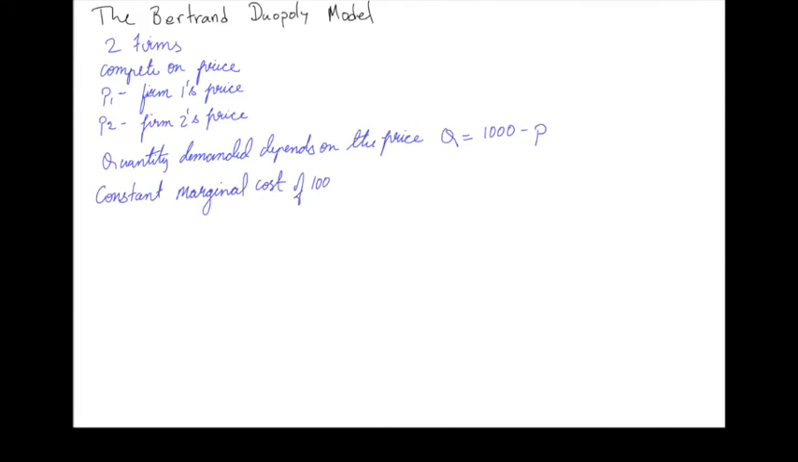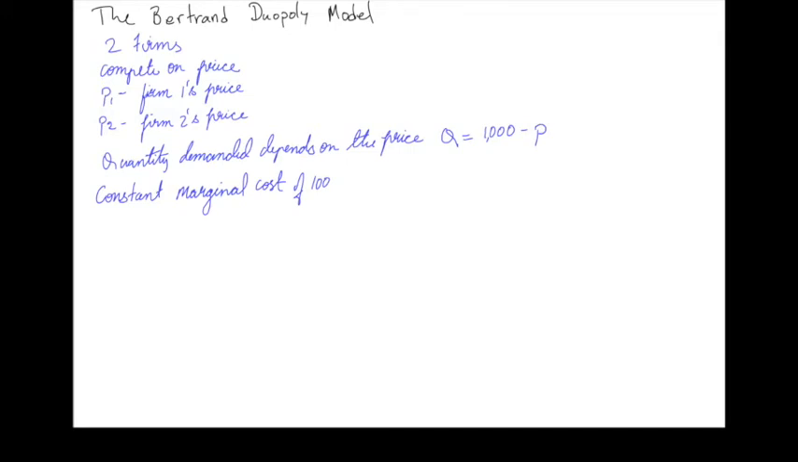It's called the Bertrand duopoly model. So unlike the Cournot model, the firms compete on price rather than quantity. So firm 1's price is P1, firm 2's price is P2. The quantity demanded depends on the price, and so the total quantity demanded at the price P is 1000 minus P. Each firm has a constant marginal cost of 100.